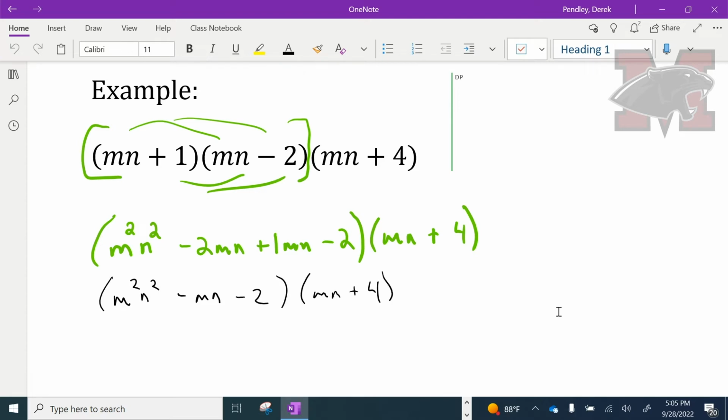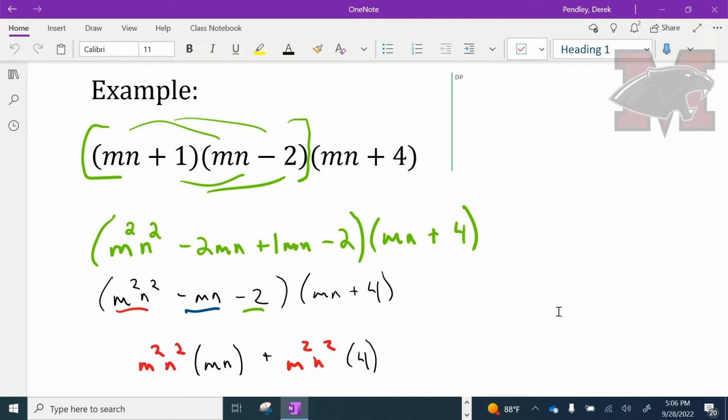Now we're going to do this just like we did on the last one. We're going to take each term and multiply it by the other one. So I'm going to do this one in red, this one in blue, and this one in green. So I have m squared n squared multiplied by that first term, mn. Then I have a plus m squared n squared multiplied by 4.